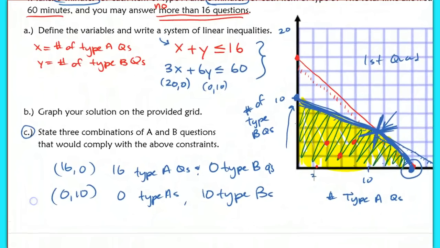But basically you can list lots and lots. I can do 8 and 2, right? 8 comma 2 here would be in that feasible region. And the skill here is just making sure that you can interpret what those mean. So this is the number of type A questions, this is the number of type B questions, and so on.